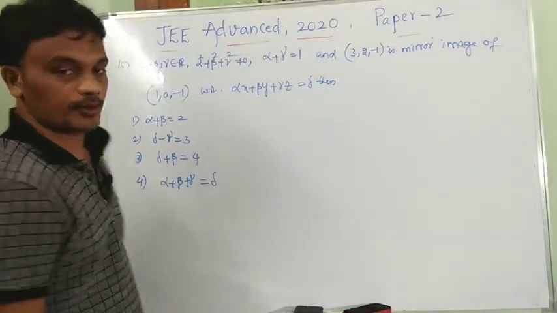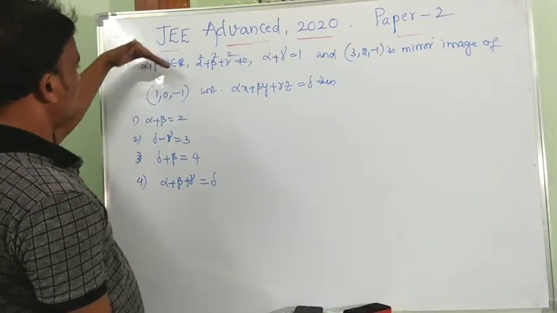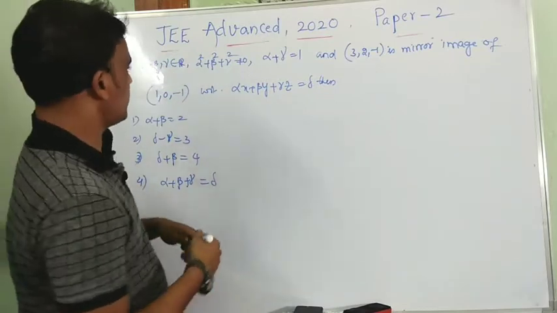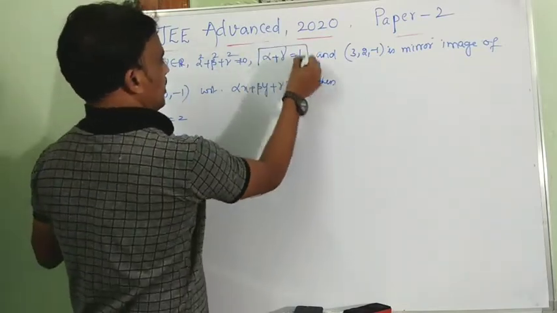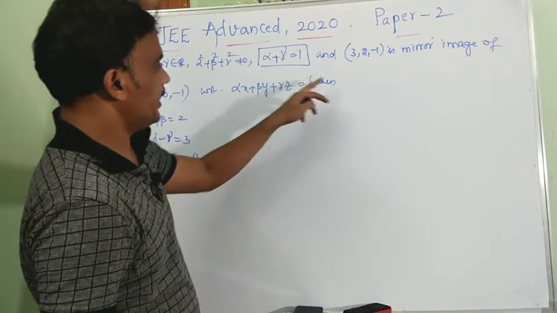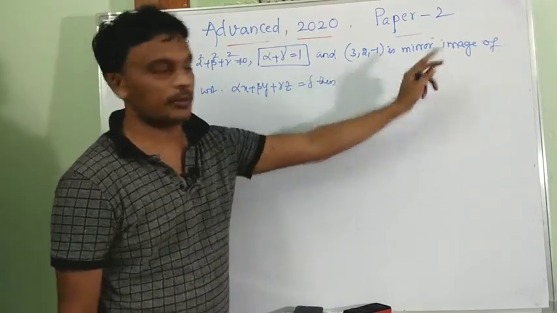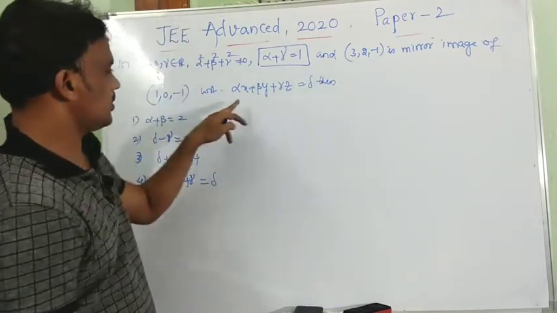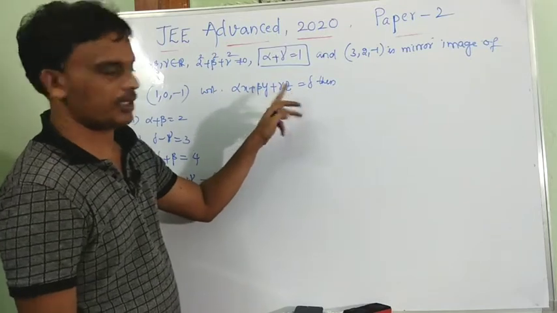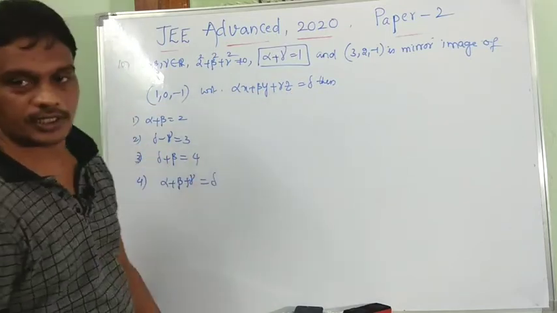Yes, coming to the 10th problem. Alpha, beta, gamma are real numbers, and they have given some conditions. Alpha plus gamma equals 1. And clearly (3, 2, minus 1) is the mirror image of the point with respect to the plane. Then which of the following options is correct?